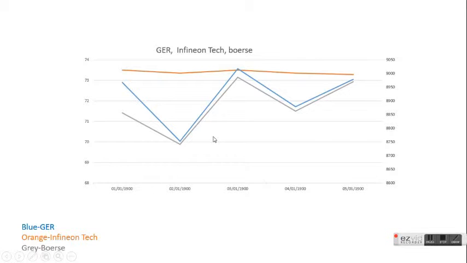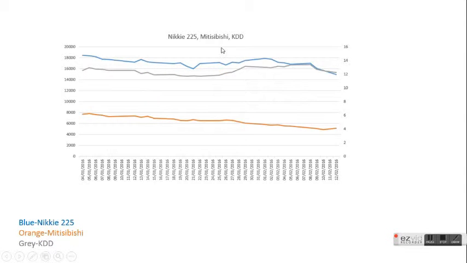Once again, we go to another one, Nikkei 225. Mitsubishi, banking stock, big one, trading company. KDDI, these are technology companies, make chips, like phone chips and security chips, whatever chip you like. Blue Nikkei 225, grey KDDI, and orange Mitsubishi. As you can see, they've been moving pretty similarly over the year.